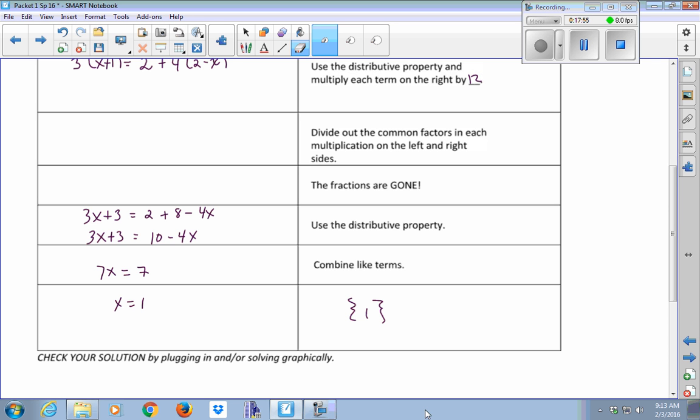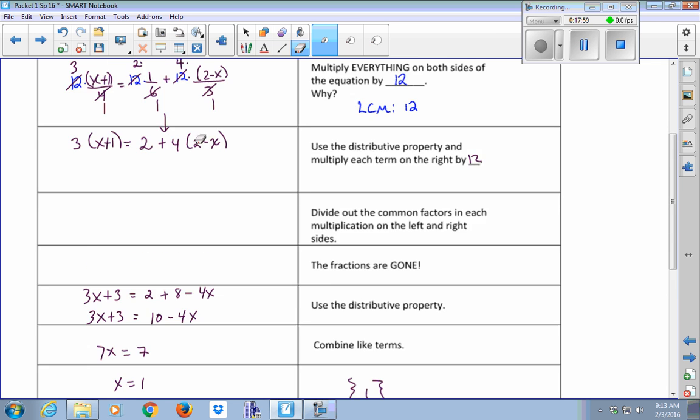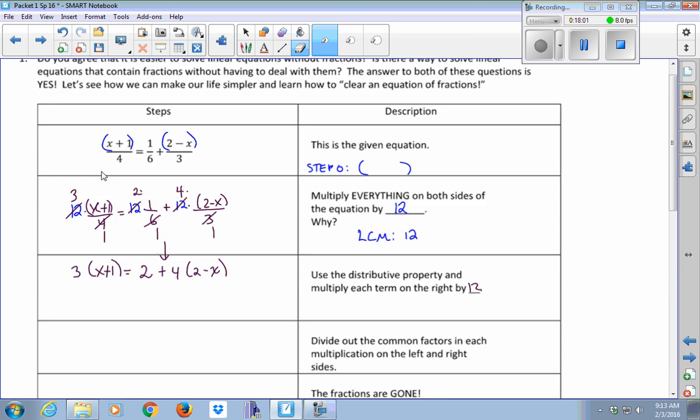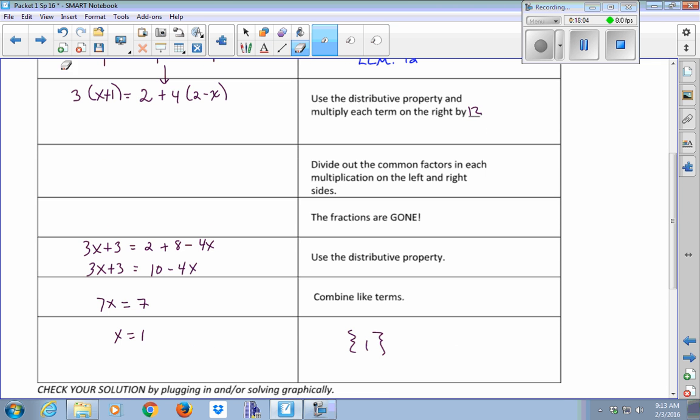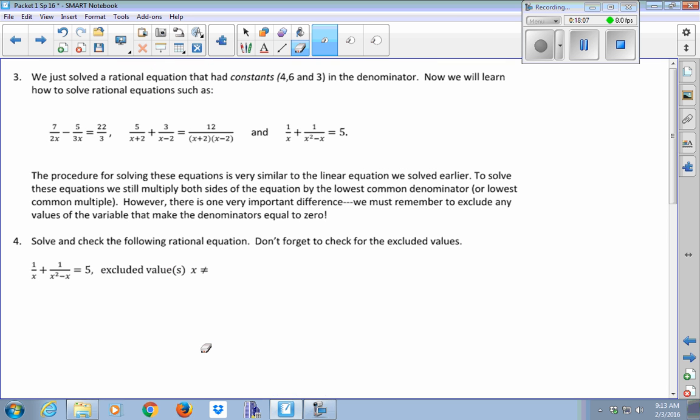Any questions on that? All right. Now we can solve it by checking it by plugging it back in, but I'm not going to take the time now. Okay. So we've just solved what we call rational equations, with constants in the denominator. Again, remember, rational means you have ratios of what you think of as fractions. Now we learn how to solve rational equations that look like this.